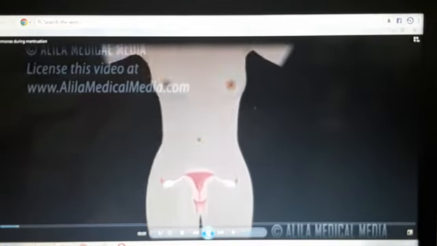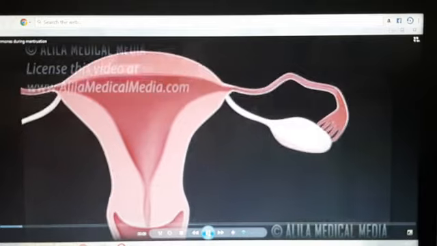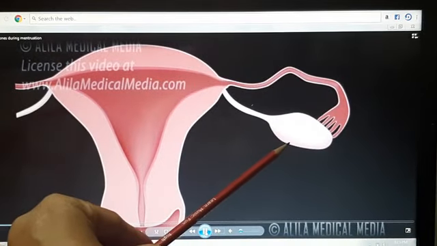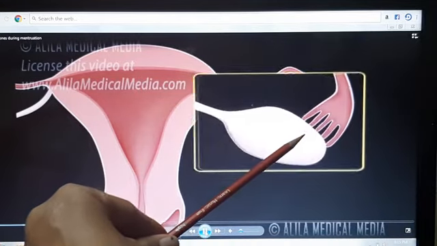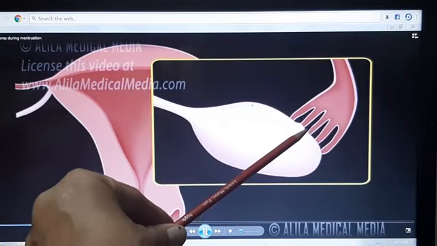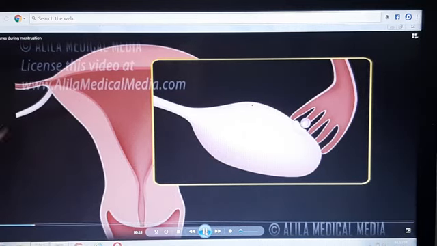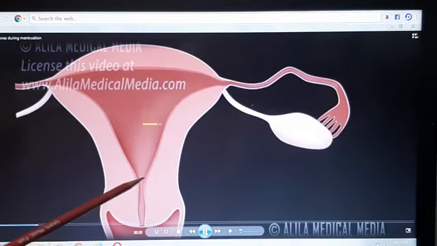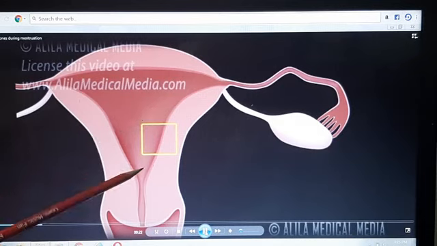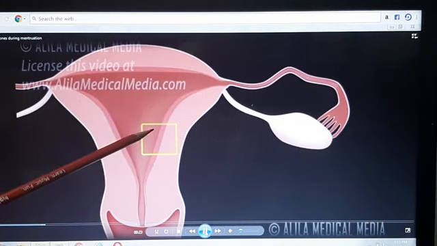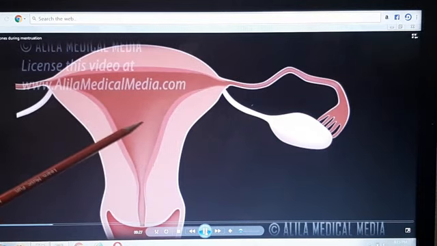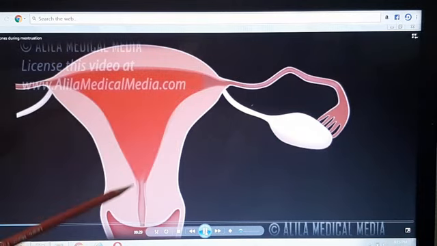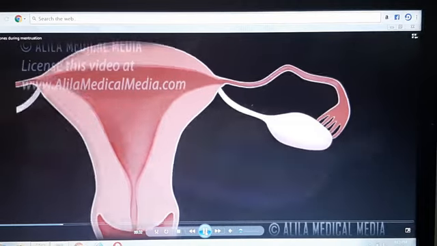So here you can see the female reproductive organ, and you can see this is the ovary, and the ovary is going to release an egg or an ova here, and that's called ovulation. At the same time, the inner walls of the uterus, the endometrium, start thickening. Now in case fertilization doesn't take place, these inner walls will break down and be released as menstrual flow, which you call periods, and it takes place for 5 days.